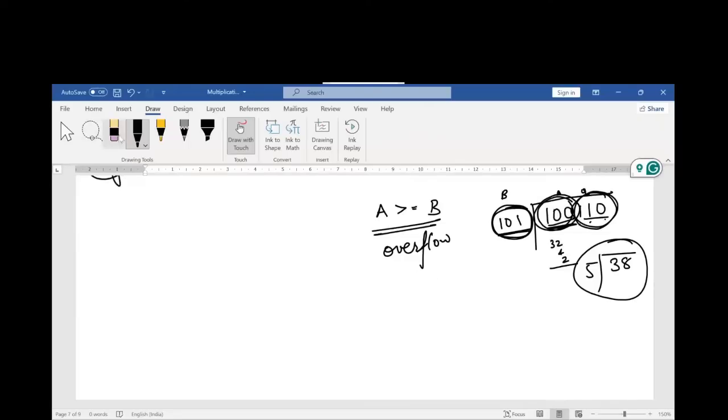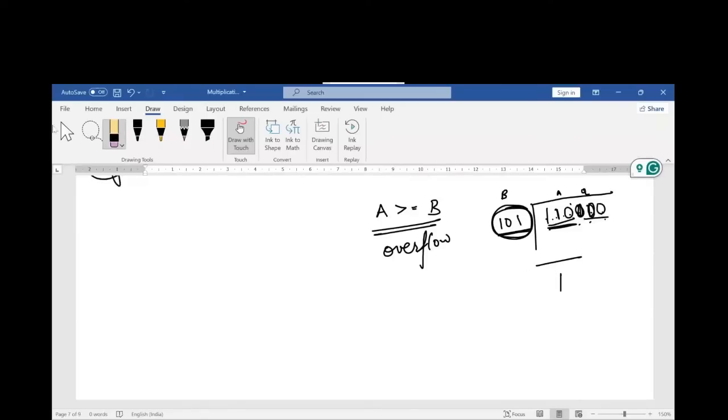But let me not take this example because there is no overflow here. I'll show you one example where there is overflow. I'll tell you what overflow means by this example. Suppose instead of this, my A is like this. This is my A. Now what is this? 1, 2, 4, 8, 16, 32. 32 plus 16 is 48. Okay, 48 divided by 5.